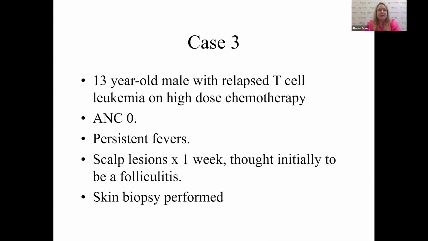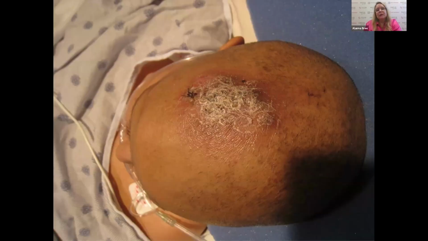All right, case 3. This is a 13-year-old male. He had relapsed T-cell leukemia. He was on high-dose chemotherapy, had an ANC of 0 with persistent fevers, scalp lesions for a week. They were initially thought by the primary team to be folliculitis. Dermatology was then consulted and a skin biopsy was performed. And you can see the biopsy site here of this scaly lesion on the superior top of the scalp.